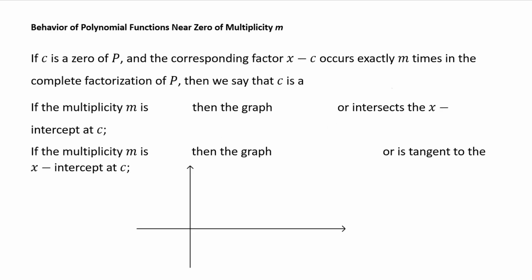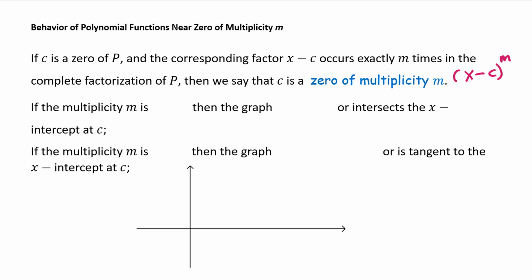Behavior of polynomial functions near 0 of multiplicity m. If c is a 0 of p and the corresponding factor x minus c occurs exactly m times in the complete factorization of the polynomial p, then we say that c has a 0 of multiplicity m. Think of it as x minus c to the m. M is the number of times it occurs.